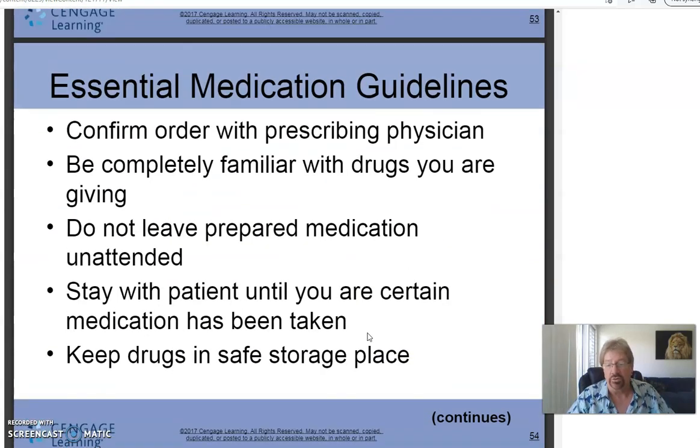More so than yours. Essential medication guidelines. Confirm the order with the prescribing physician. Be completely familiar with drugs that you're giving. Do not leave prepared medication unattended. Why? Somebody might mess with it or something might happen. Stay with the patient until you are certain the medication has been taken. Keep drugs in a safe storage space.